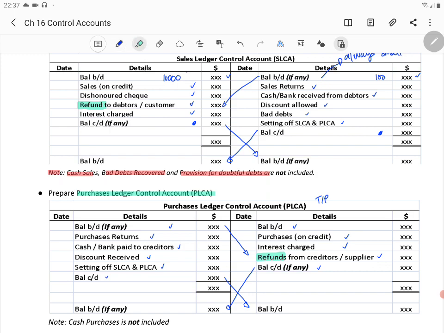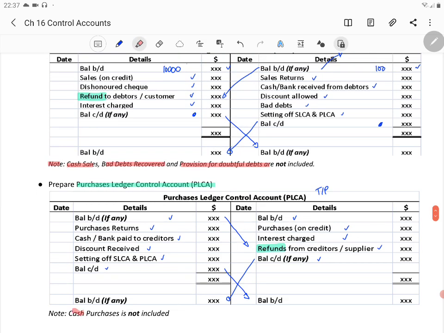Okay, note, for PLCA, cash purchases are not included. Students' common mistake is that they put cash purchases inside. Cash purchases are not affecting TP because cash purchases affect cash or bank. Same goes for cash sales. Cash sales directly increase cash and bank. It is not affecting TR at all. There is no amount owing to whoever it is. So that's it.